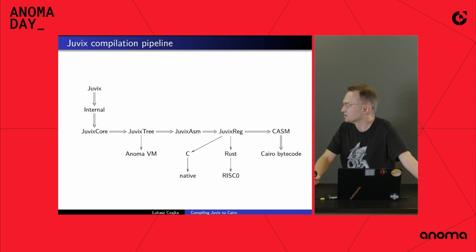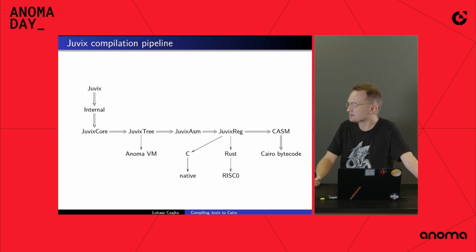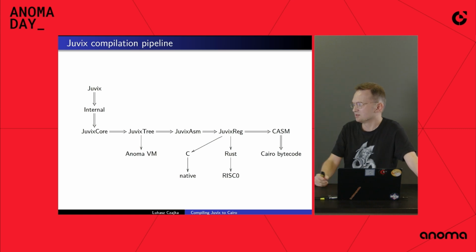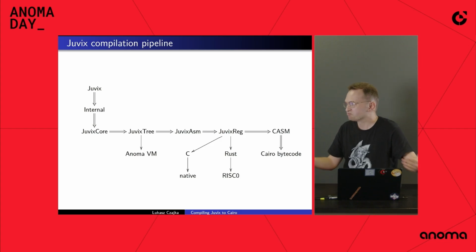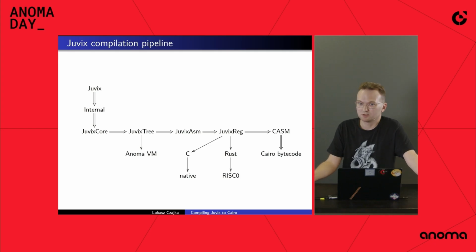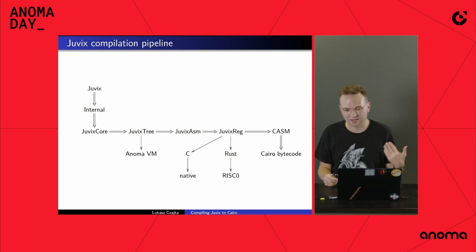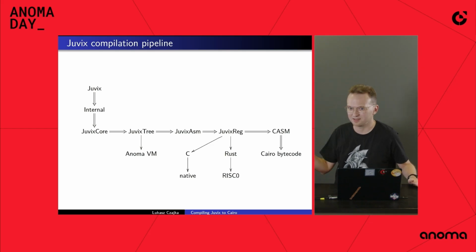we generate Cairo bytecode, and the point is that those intermediate representations can be reused to target different backends, depending on what kind of thing we are targeting. For instance, we have this Juvix ASM, which is a stack machine. So if we wanted to compile to something that is a stack machine, for instance, directly generate WebAssembly instructions, then we could plug it in there. That's the idea of breaking this up into those little steps, so that when you then want to add a new backend, you can find a place in your pipeline where you want to put it.